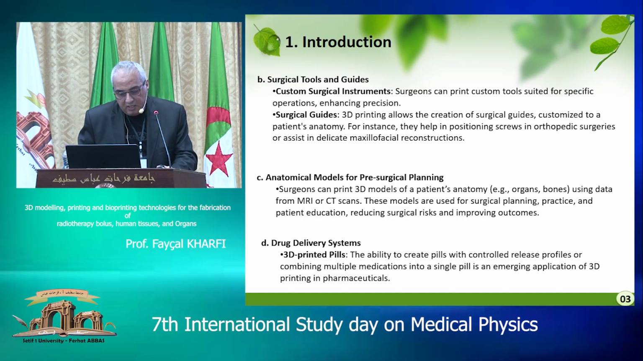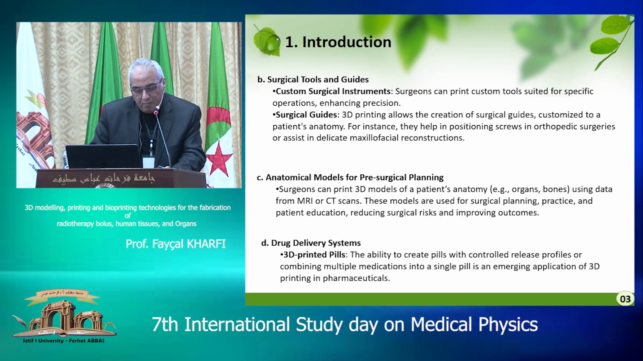3D printing can also be applied for anatomical models and pre-surgical planning. Here, surgeons can print 3D models of a patient's anatomy, organs or bones, using data taken from MRI or from CT scans. These models are used for surgical planning, practice, and also to train newly qualified surgeons.